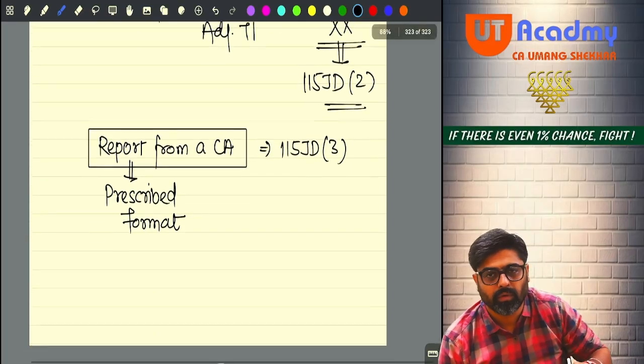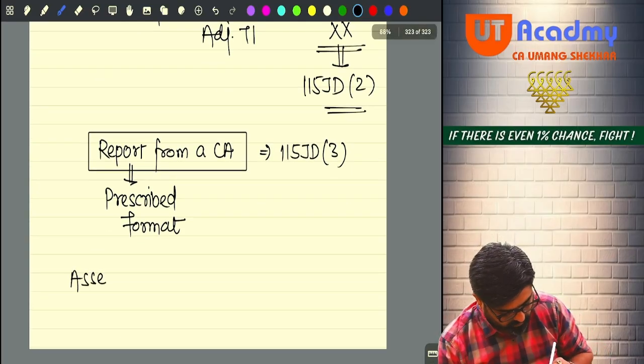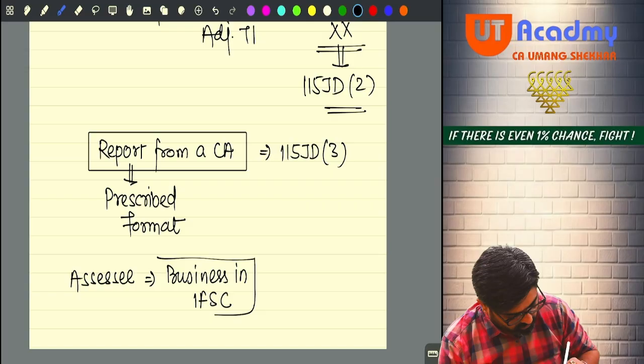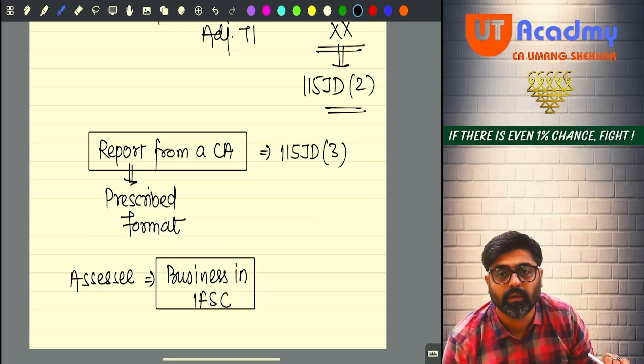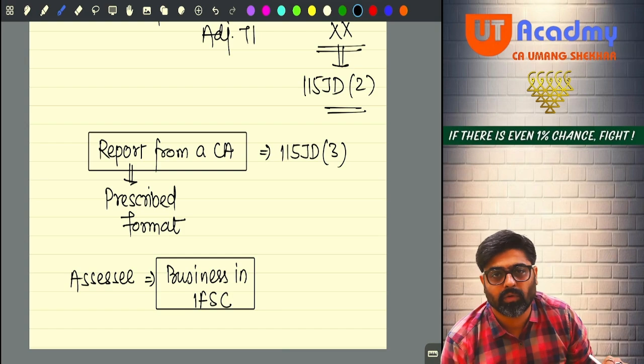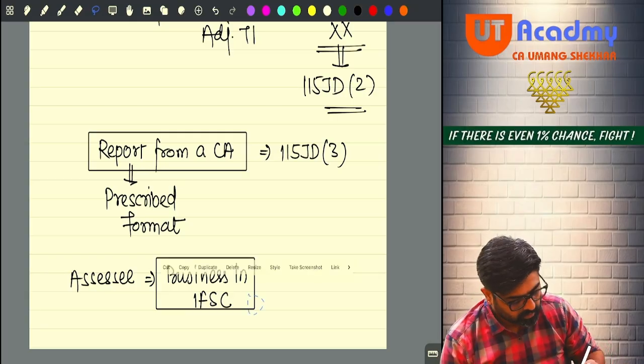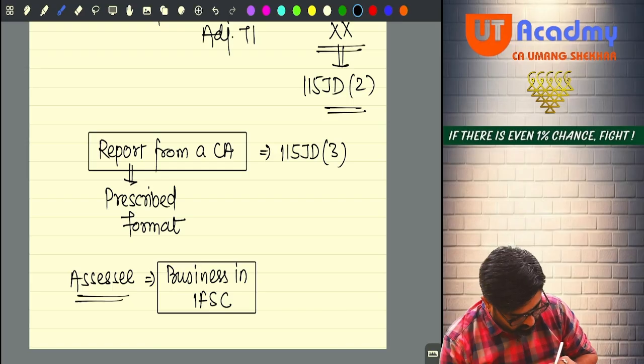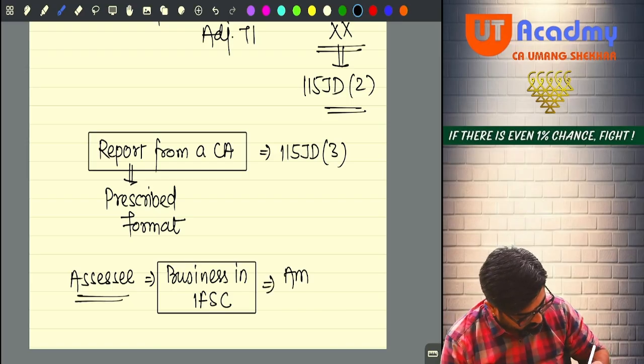Okay, now do you know, if an assessee is doing a business in IFSC? IFSC, you have heard, International Financial Services Center. I had talked about this when I taught you the tax rates on capital gain. International Financial Services Center. Do you remember this? So if you are having a business in International Financial Services Center, for these assessees, are AMT provisions applicable or not applicable?